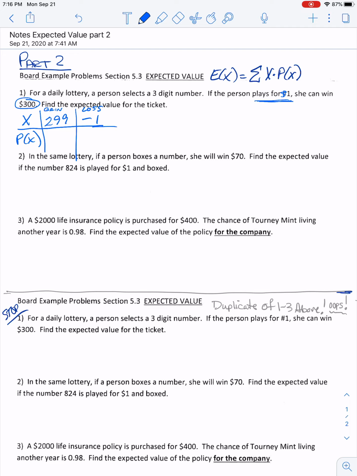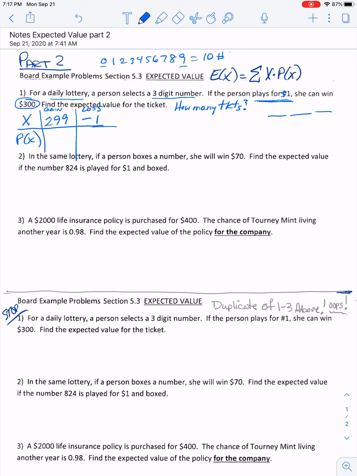Now, the different part on this is that it's a daily lottery and you're picking a 3-digit number. So the question becomes, how many tickets are there before we can figure out what these probabilities are for the p of x's? Well, how many single digits are there to pick from? Wouldn't you have 0 through 9 for single digits? So that means there would be 10 numbers available.